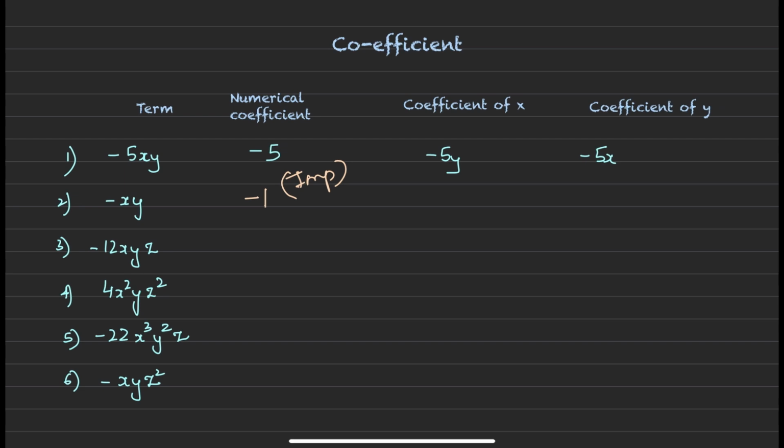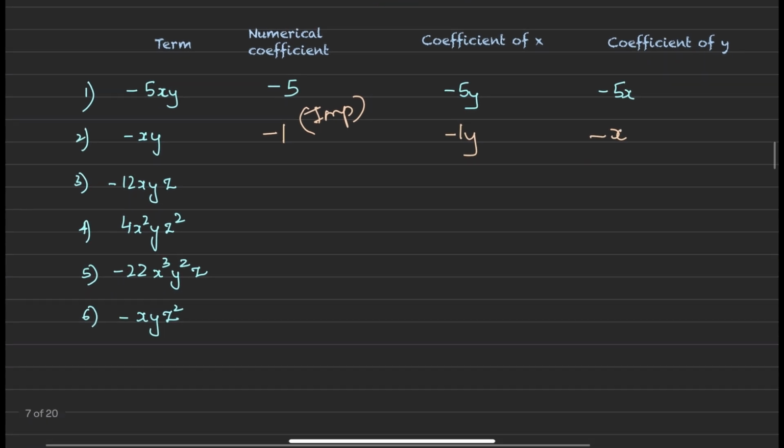Next one, what is the coefficient of x? Other than x, what is there? You can either write -y or -1y. It means the same thing. The next one, what is the coefficient of y? Other than y, -x. Next one, what is the numerical coefficient in -12xyz? -12. Coefficient of x, other than x, what is there? -12yz. Coefficient of y, other than y, -12xz.